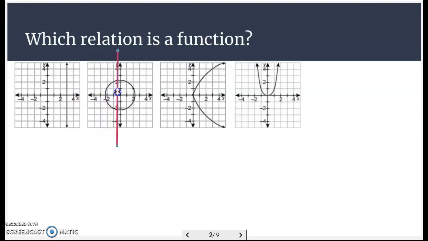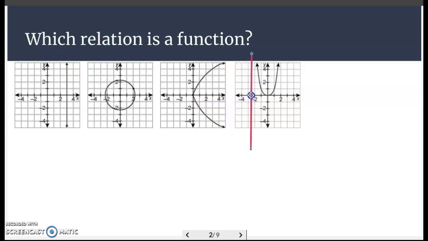Here, as we scan across, we touch 2 times for the circle. So the second choice is not a function. Here, on what looks like a sideways parabola, we're touching 2 times, at least 2 times, but it's more than 1. So again, the first 3 are not functions.